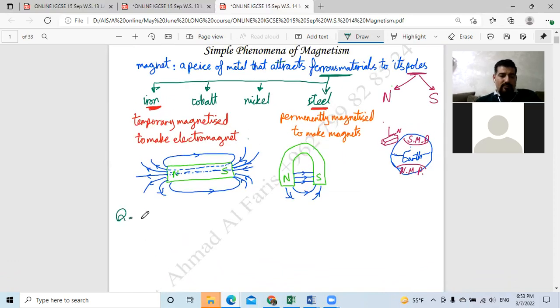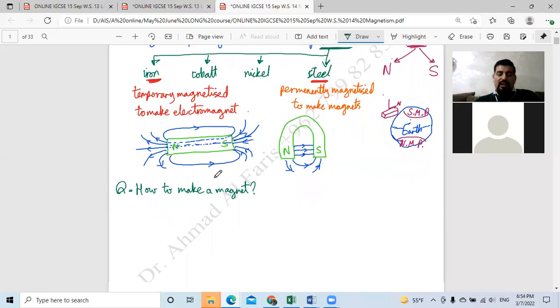First question, how to make a magnet. How did scientists know that it comes from the north? They assume, like what we assume about the positive and the negative, conventional current that comes out from the positive to the negative. They assume that the magnetic field lines come out from the positive, the north, and go where? To the south.